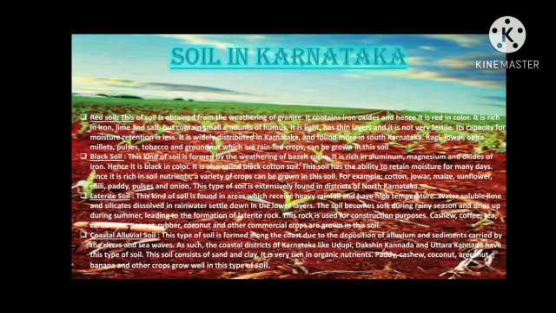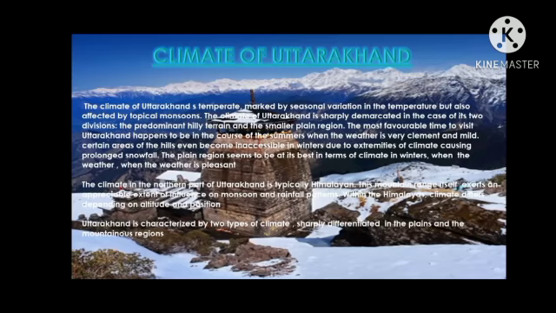Coastal alluvial soil. This type of soil is formed along the coast due to the deposition of alluvium and sediments carried by the rivers and sea waves. As such, the coastal districts of Karnataka like Udupi, Dakshina Kannada, and Uttara Kannada have this type of soil. This soil consists of sand and clay. It is very rich in organic nutrients. Paddy, cashew, coconut, banana and other crops grow well in this type of soil.